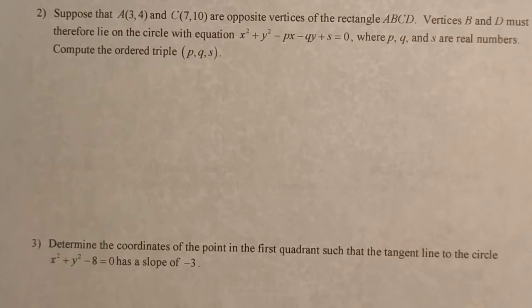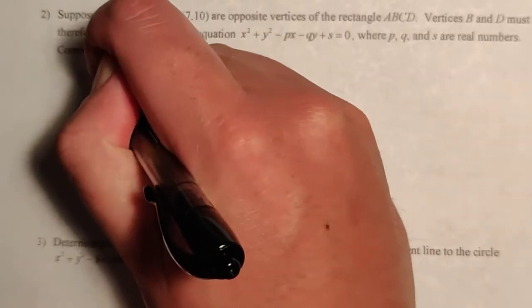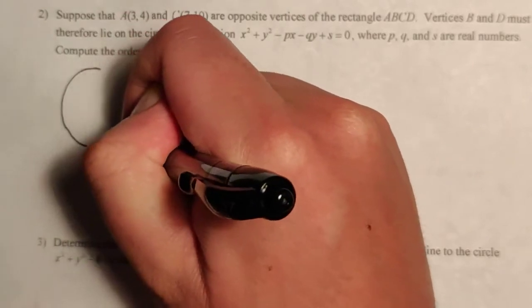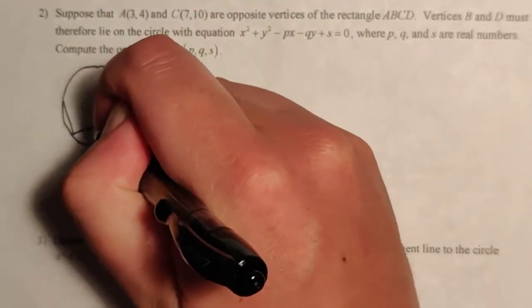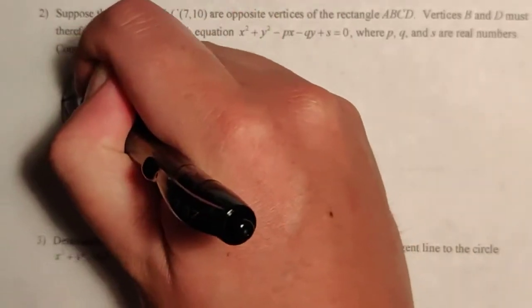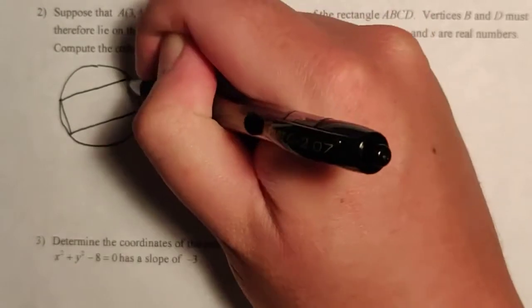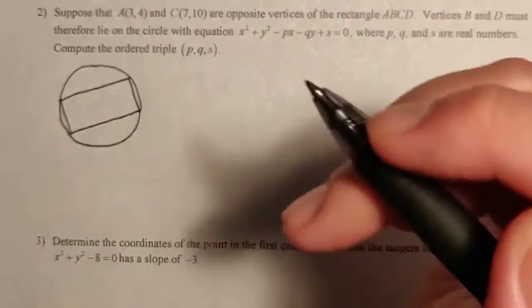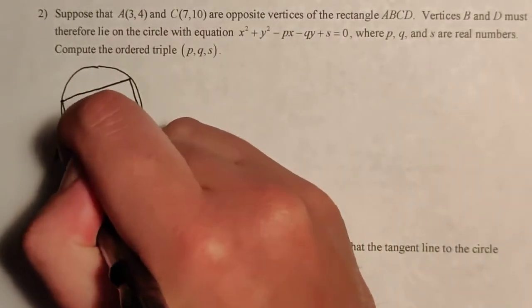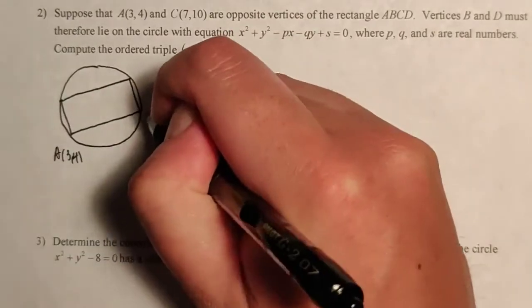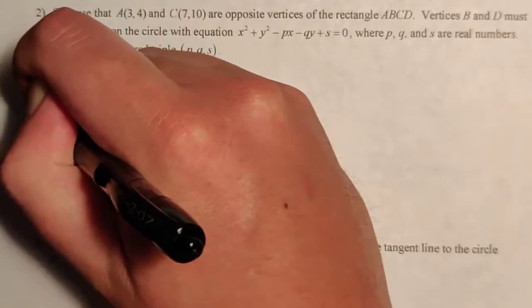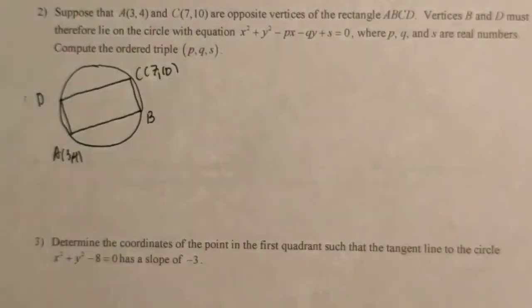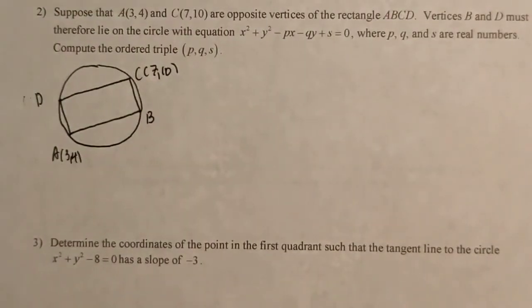Okay, so we're told that this is going to be a circle, so let's go ahead and sketch this out. There's going to be some circle in the coordinate plane, not exactly sure where. Now, of course, the sides of the rectangle may not necessarily be parallel to the axes, and that's okay. This is going to be A, (3, 4). Here's B, we don't know what that is, and C is going to be at (7, 10). And then D, we don't know what that is either. That's okay.